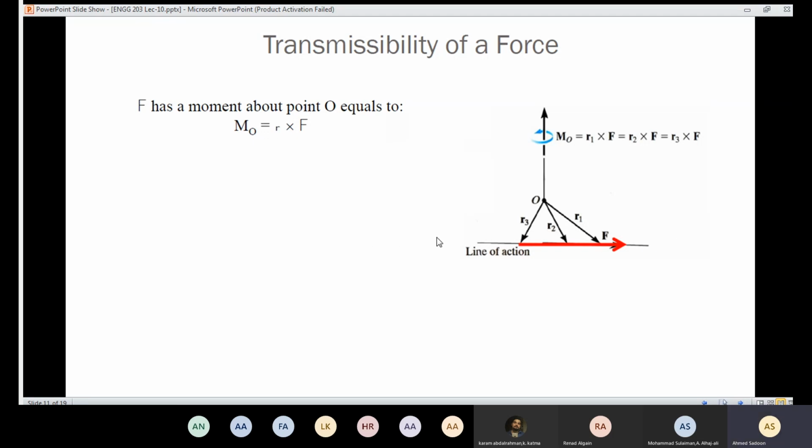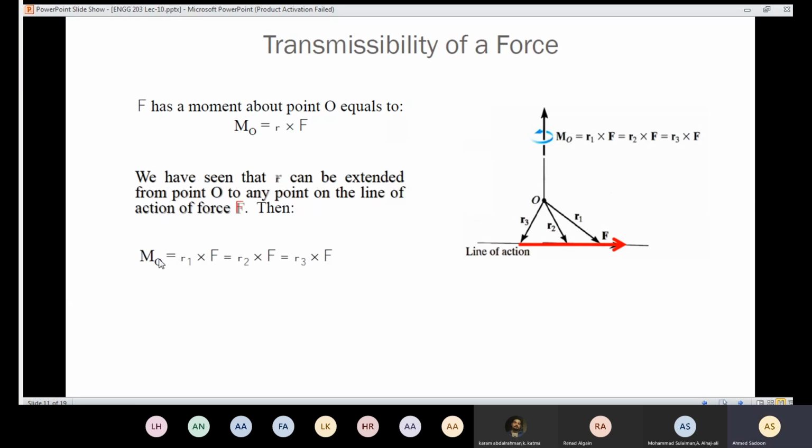Then that force, of course, is going to cause the rotation about that axis here. And we say that M equals R cross F, where R is the position vector from the point O to any point on the line of action of the force. So I could say that M naught is going to equal R1 cross F, or R2 cross F, or R3 cross F, or it could be R4 or R5, as long as the position vector is directed from the point O to any point on the line of action.